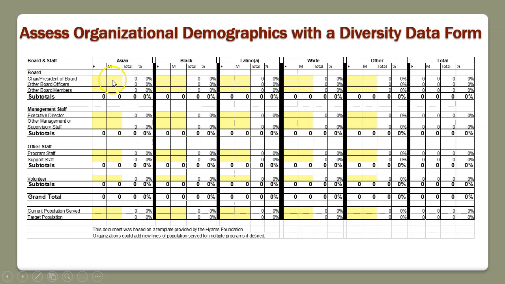Then you're going to look at male, female, and if you have the full data, fill in the yellow squares. If you don't have the full data, do your best to estimate. Some of you may choose to do this just for your division if you're in a very large organization, and that's fine. Then you're going to do this for your management staff, and then for your program staff, and then for volunteers.